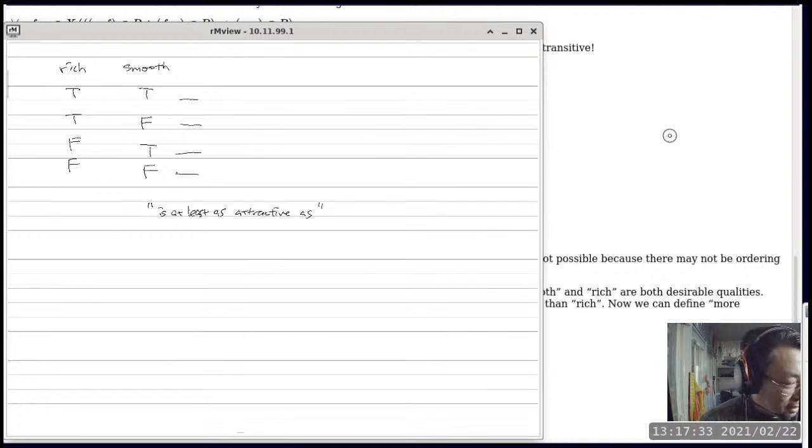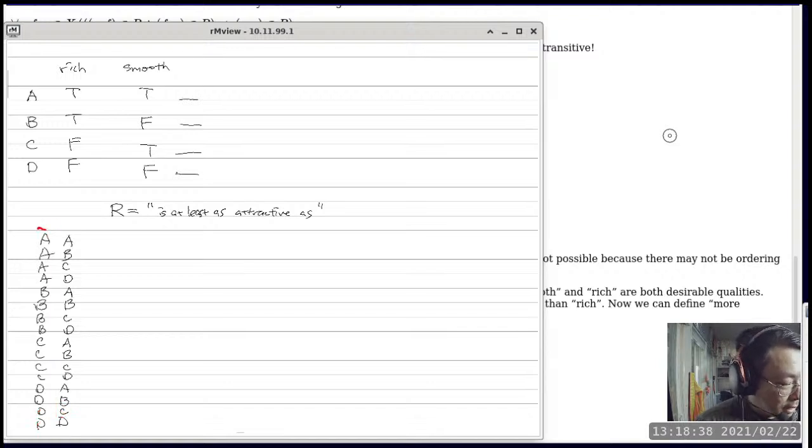So now we have these four cases: A, B, C, and D. We want to define how they relate. We'll say R, the relation that we want to define, is saying A, B, C, or D is at least as attractive as A, B, C, or D. So there are 16 possibilities, right? If you want to enumerate all 16 possibilities, we can just go ahead and do that. We've got AB, AC, AD, BA, BB, BC, BD, CA, CB, CC, CD, and then DA, DB, DC, and DD.